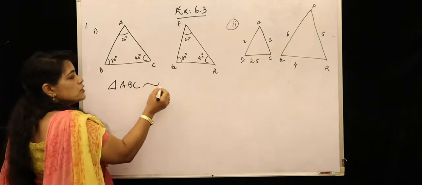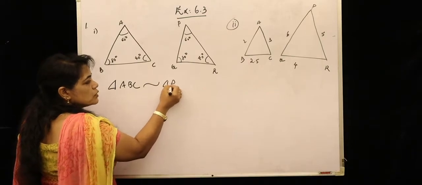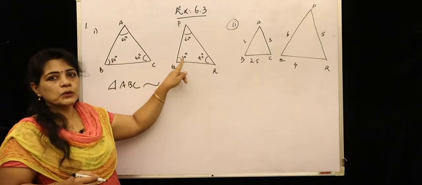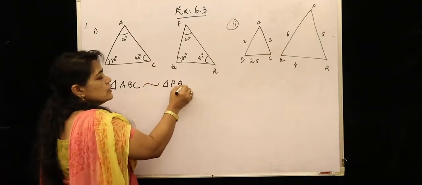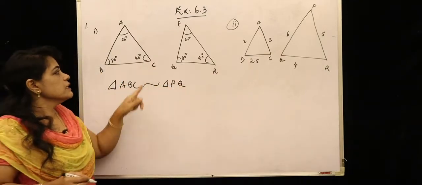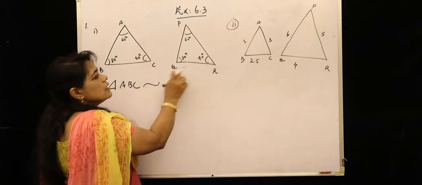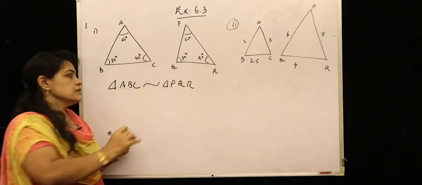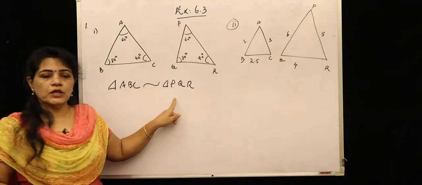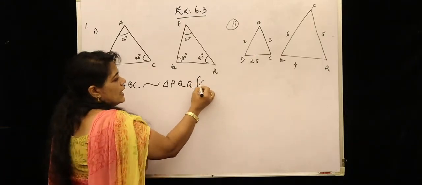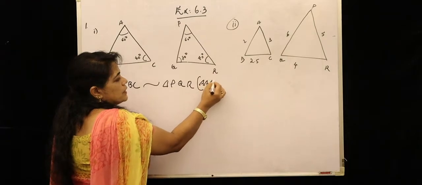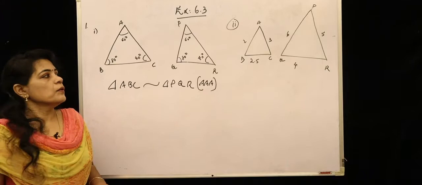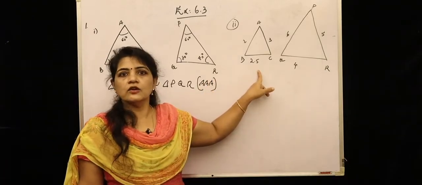So angle P should come in the first position, angle A goes to angle P, and angle B and angle Q are 80 degrees, so they are equal. So second position, and in the third position, see here angle R is equal to angle C. So triangle ABC is similar to triangle PQR under the AAA criterion. It is clear, children? Okay. Now the next one, second question.